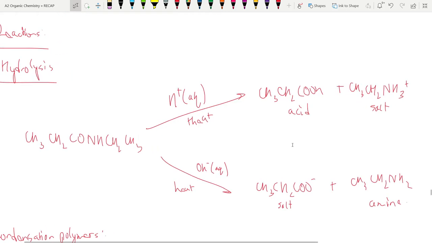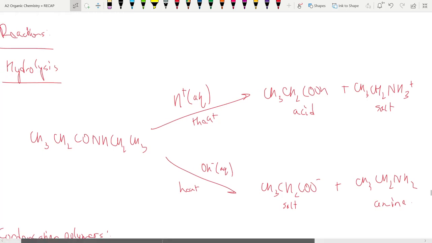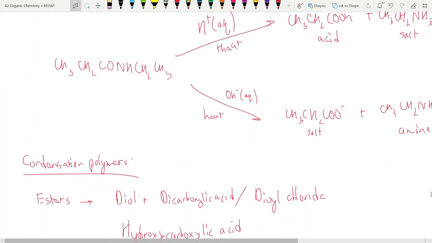I'm going to talk about the hydrolysis of esters as well. Acidic hydrolysis leads to carboxylic acid plus alcohol. Alkaline hydrolysis leads to salt plus alcohol, because the carboxylic acid reacts with the base to form a salt.